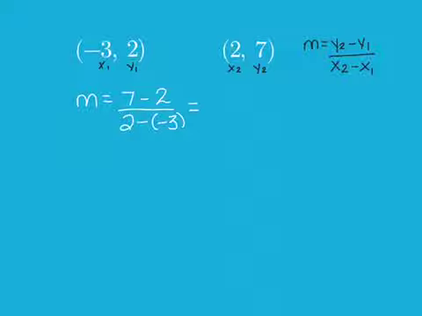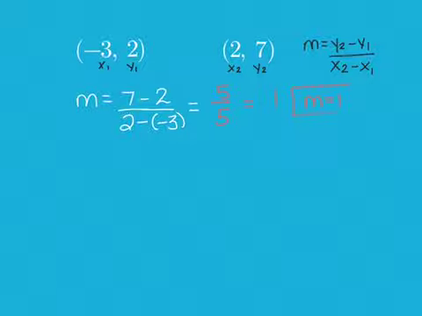So in the numerator, we have 7 minus 2, which is 5. In the denominator, we have 2 minus negative 3, so that becomes a plus. So 5 over 5 gets reduced down to 1. So the slope is 1.